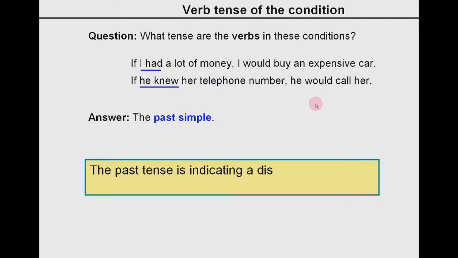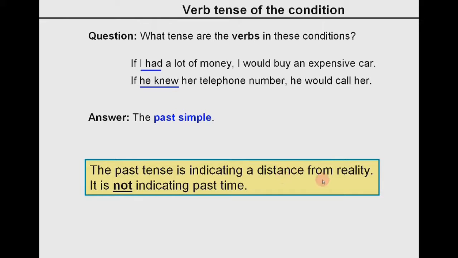But very important. Okay? The past tense is indicating a distance from reality. It is not indicating past time. So we are talking about the second conditional. The form is the past simple, but the meaning is not the past. The meaning is, in fact, the present or the immediate future. But it is the past simple to show that we are far from reality. Okay? It is an unreal situation. That is why we use the past simple. But it is not the past time.